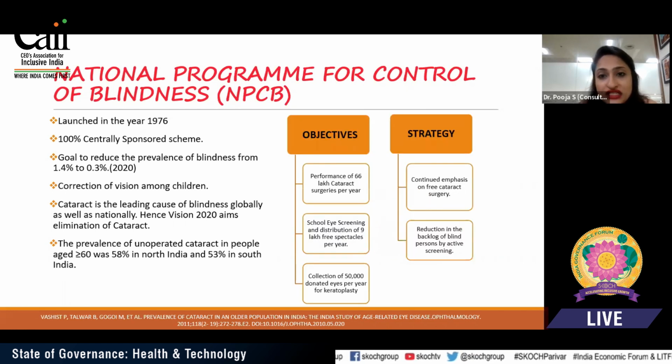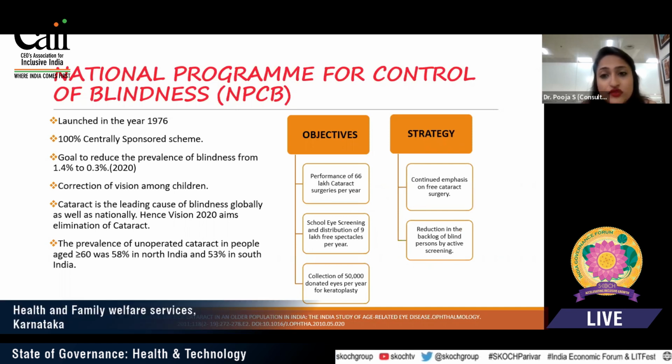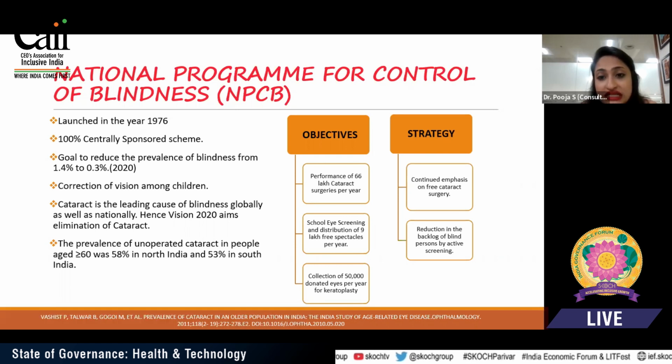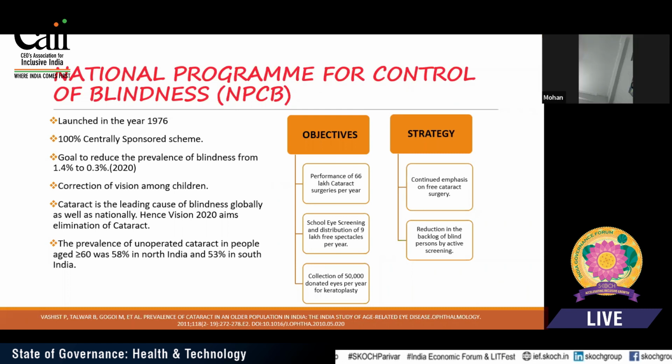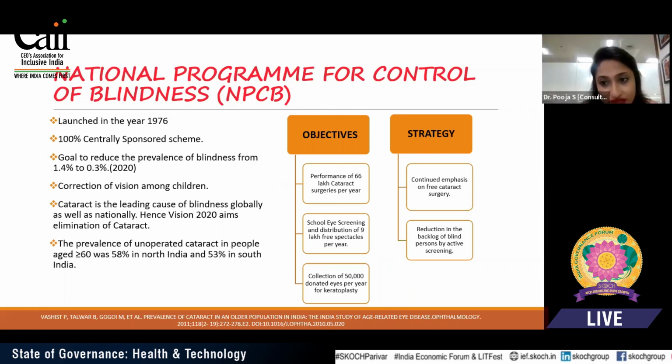The main objectives of the NPCB program were three main activities. One was to perform at least 66 lakh cataract surgeries per year. Secondly, to have regular screening camps in schools and to provide at least 9 lakh free spectacles per year. And the third main objective was the collection of at least 50,000 donated eyes per year for keratoplasty. To attain these objectives, the main strategy they focused on was a continued emphasis on free cataract surgeries, as many patients denied surgery since it was a financial burden to them.